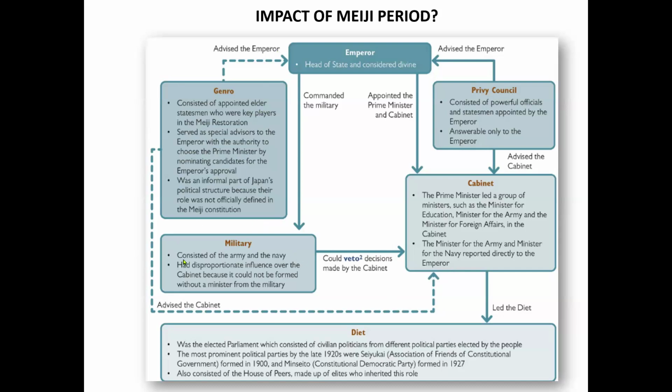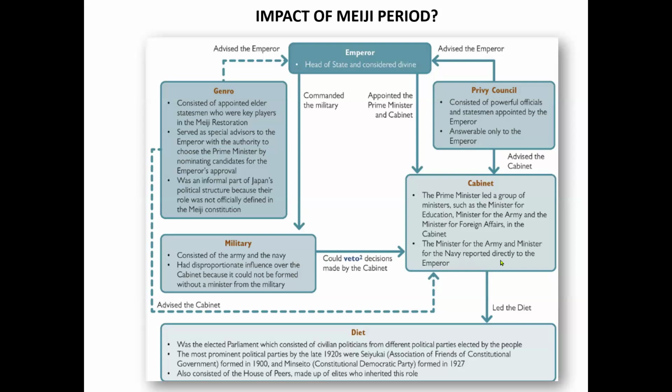Now you have the military, both army and navy. They had what we call a disproportionate influence over the cabinet because it cannot be formed without a minister from the military. However, the emperor commanded the military. So the military is very interesting because a cabinet cannot be formed without having someone who backs you up. But the military is able to veto decisions made by the cabinet.